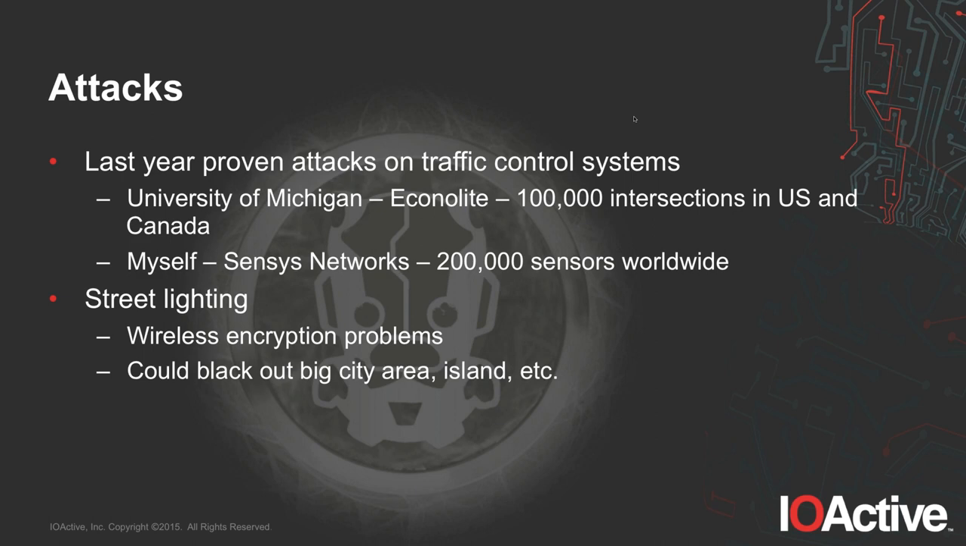So in case you can attack a street lighting system, you could black out a big city area or a whole island, because right now in the US Virgin Islands, they are using on one of the islands a system that is wireless and is used for street lighting. So if that system is vulnerable, then an attacker will be able to black out the whole island's streets. And you will end up with something like this.